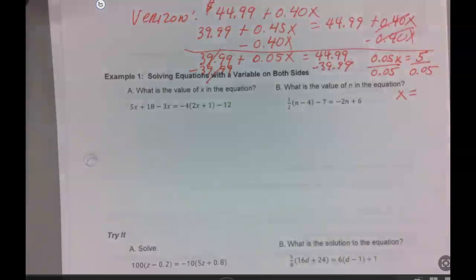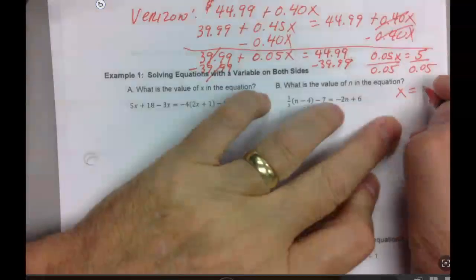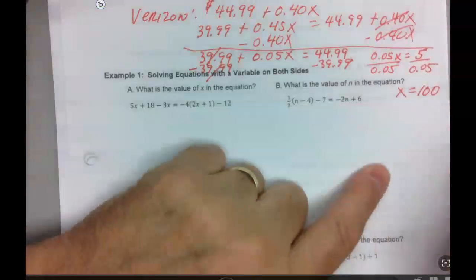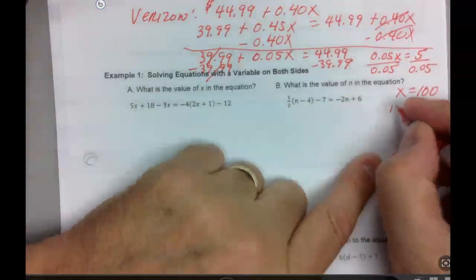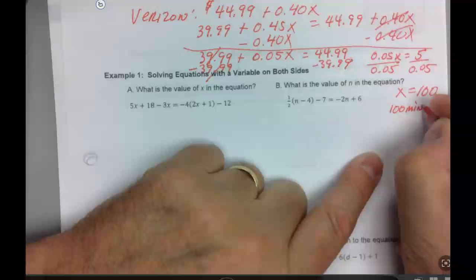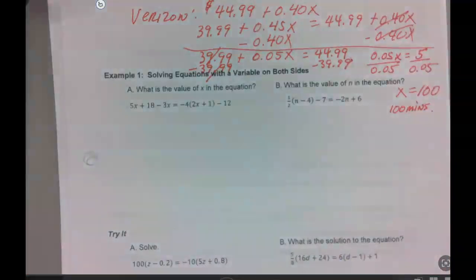What do you get? 100. So those two cell phone plans will be equal after 100 minutes. Now, if you know that you're going to have more than 100 minutes a month, which probably many of us do, which one's going to be the better plan? Verizon, because the cost is cheaper after that, correct? Then it's only 40 cents a minute, correct?